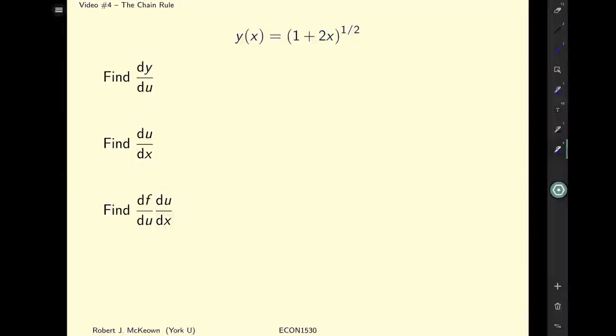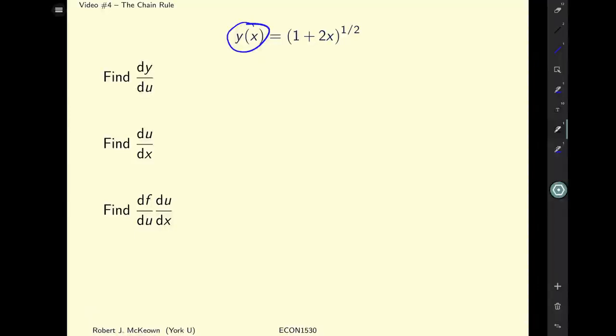Now, go ahead and apply the chain rule and find the derivative of this thing over here. You can press pause if you want to keep working at it. I'm going to work through the solution here, and you're welcome to work along with me.